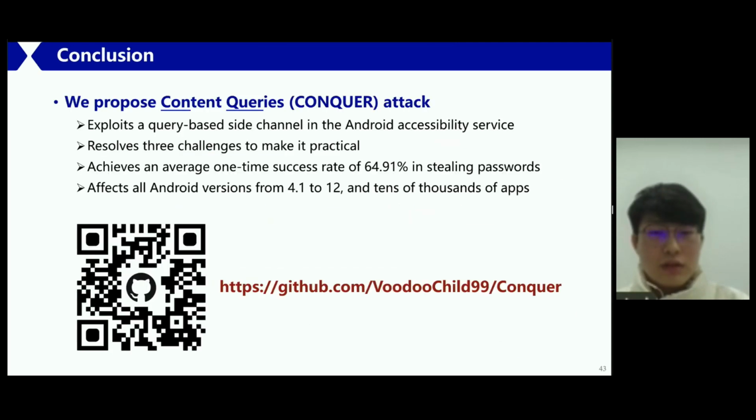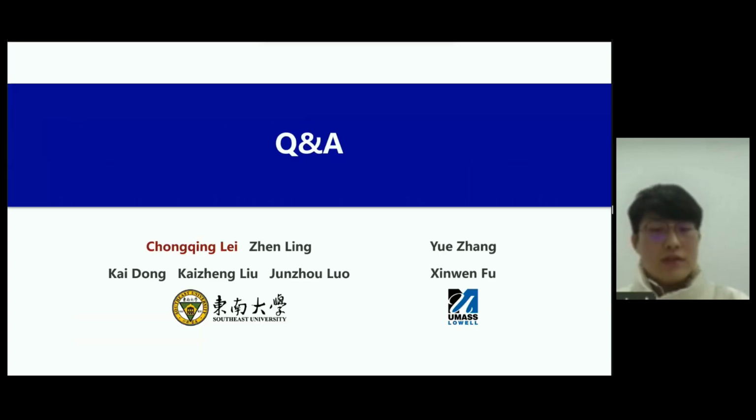So to conclude, we propose the content queries attack, aka the Conquer attack. This attack exploits a query-based side channel in the Android accessibility service. While the basic idea is straightforward, 3 challenges must be resolved to make the attack practical. Through our extensive evaluation, we demonstrate that Conquer can achieve an average one-time success rate of 64.91% in stealing passwords, and it has affected all Android versions from 4.1 to 12 and tens of thousands of apps. You can find a demo of Conquer in this GitHub repository if you are interested. That's the end of our presentation, and I'm happy to take questions.